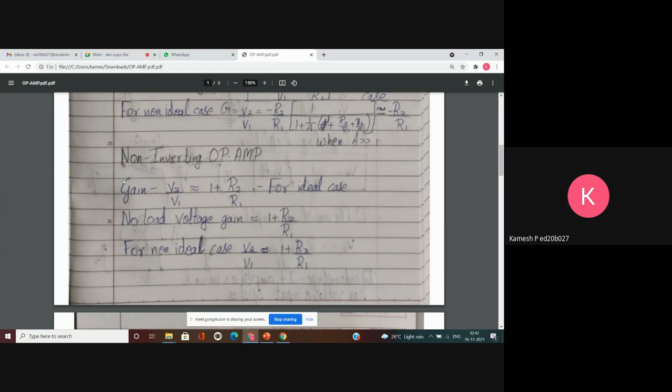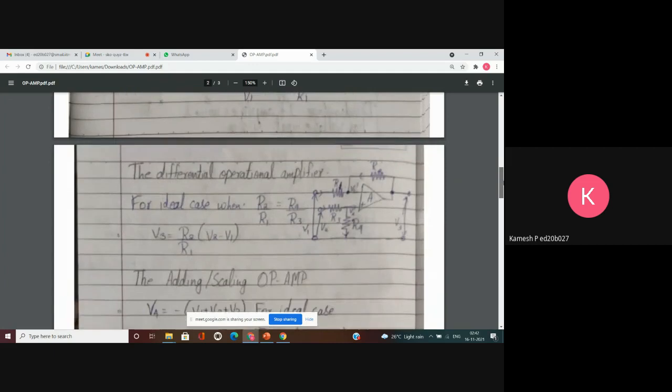Non-inverting op amp. The voltage gain V2 by V1 is nearly equal to 1 plus R2 by R1 for the ideal case. For no load, the voltage gain is 1 plus R2 by R1. For the non-ideal case, V2 by V1 is also generally 1 plus R2 by R1.